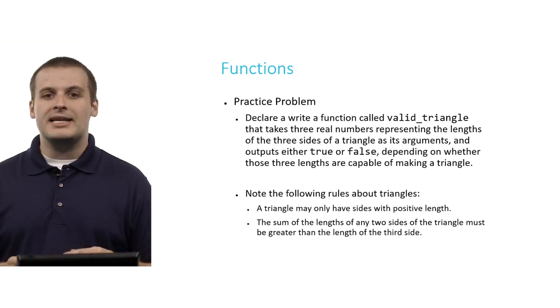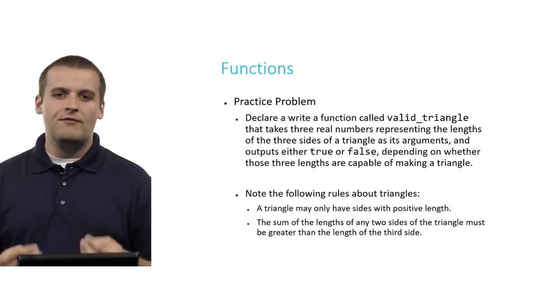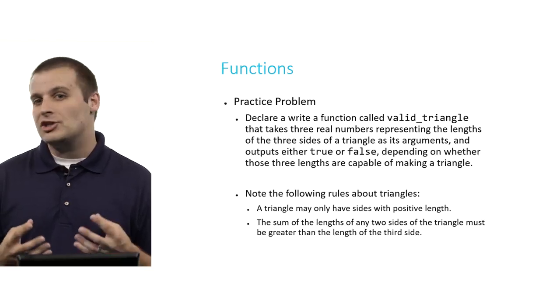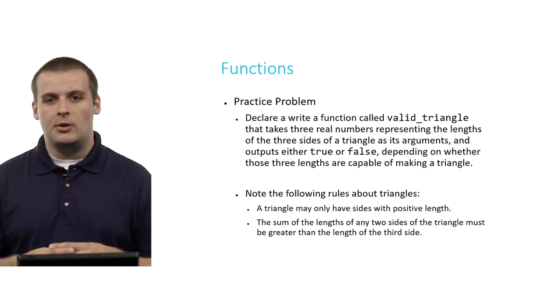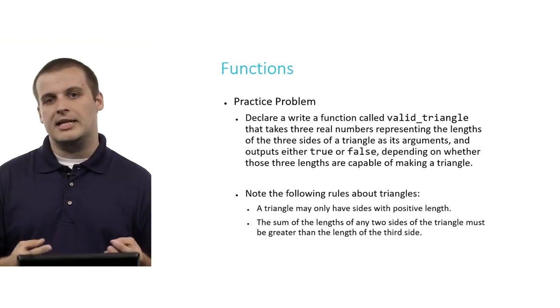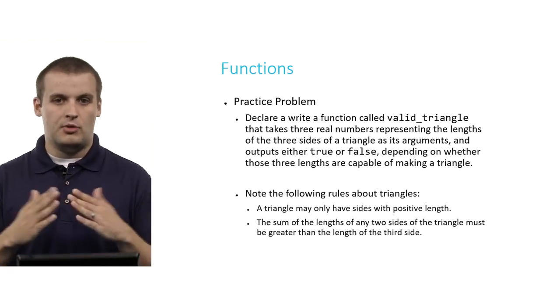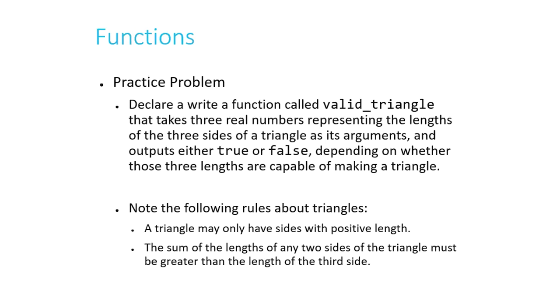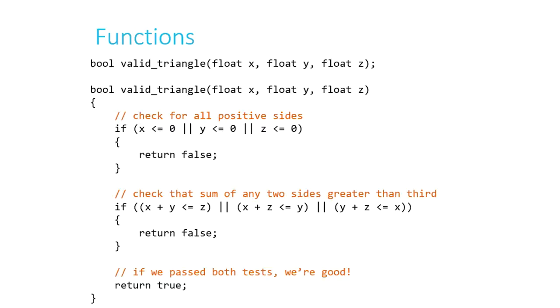So take a couple of minutes and declare and then define this function called valid triangle, such that it actually has the behavior specified here. It will output true if those three sides are capable of comprising a triangle, and false otherwise. Ready to see how you did? Here's one implementation of valid triangle. It's not the only one. Yours might vary slightly, but this one does in fact have the behavior that we expect.